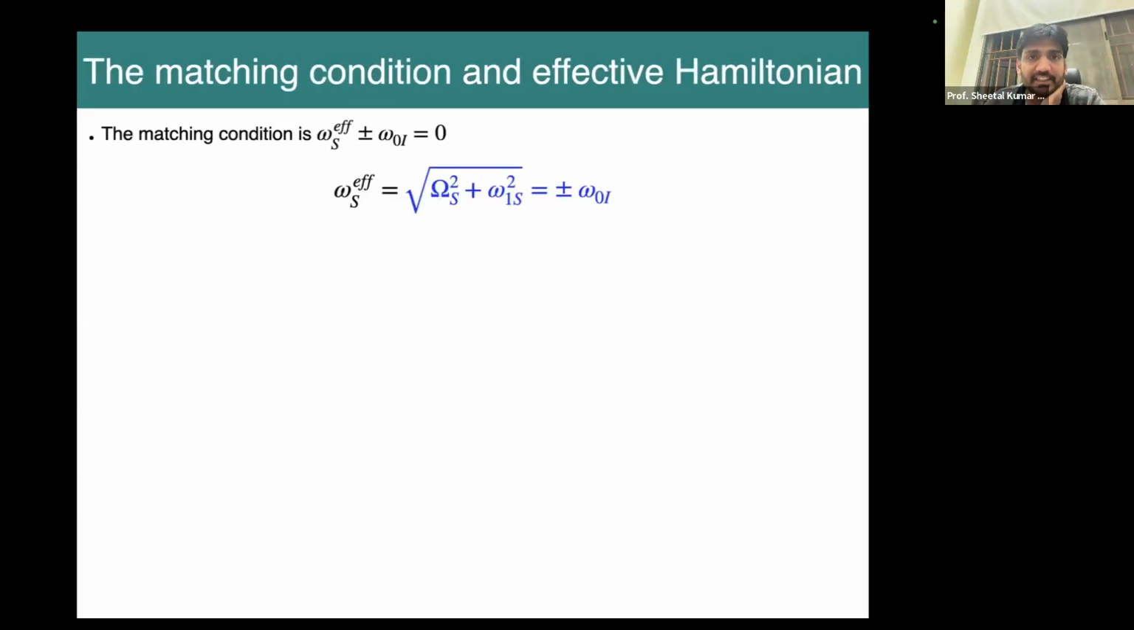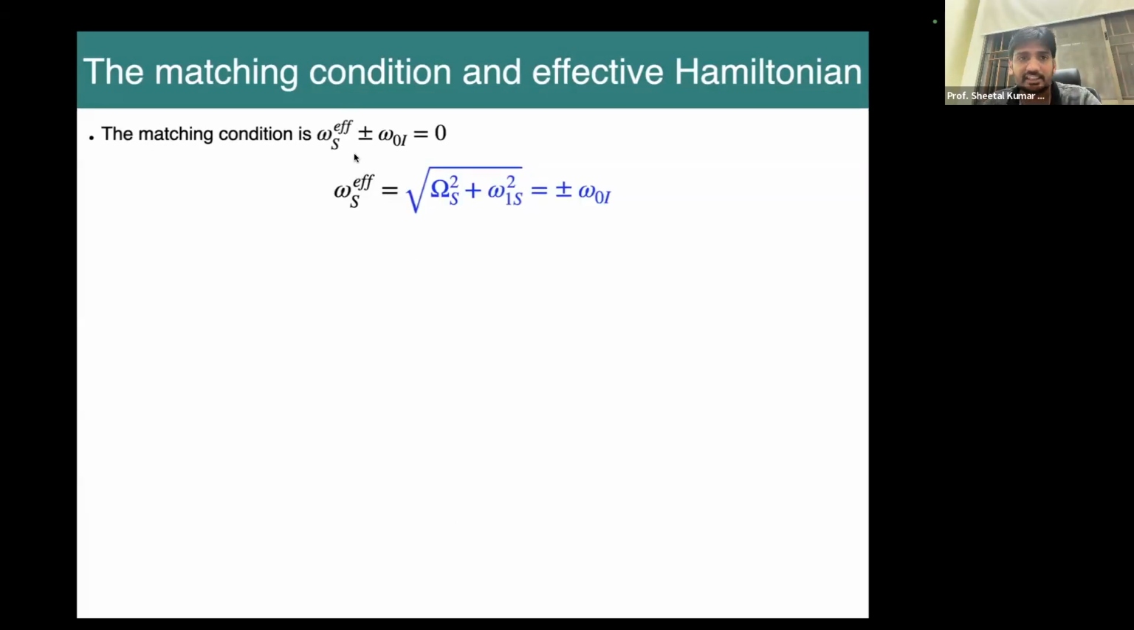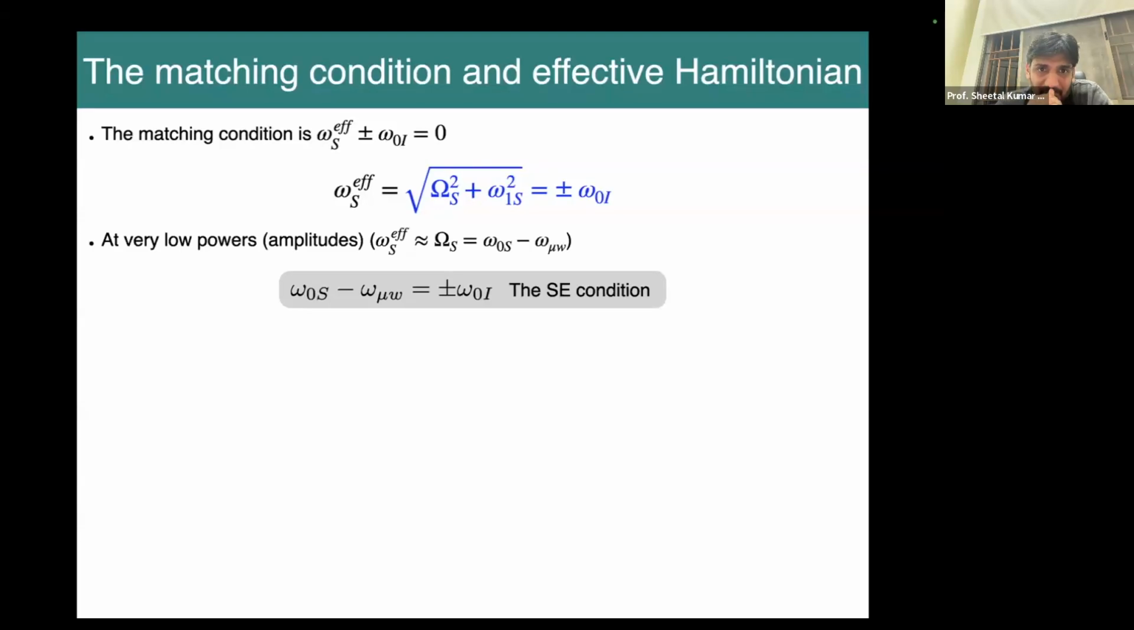So the matching condition, based on the last expression, will be when one of these two is zero, right? And we know that omega s effective was a resultant of these two frequencies. So if we consider the case where the microwave amplitude is very small, that means this omega s is much larger than omega 1s, so the matching condition becomes this, which is the solid effect condition. So the solid effect condition turns out to be a special case of this matching.